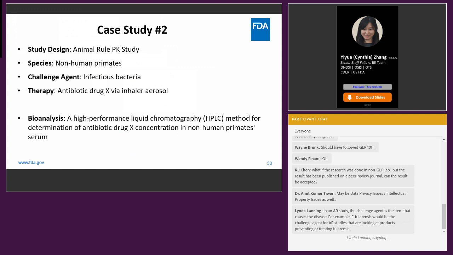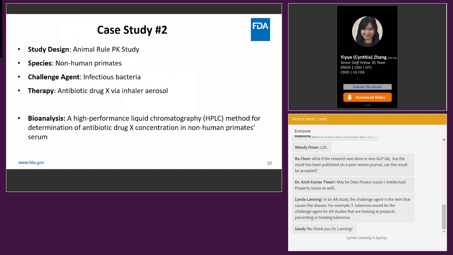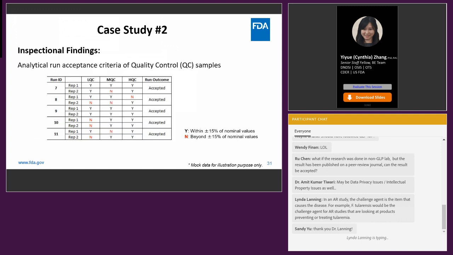Now let's take a look at the case study of an animal rule PK study conducted in non-human primates. The challenge agent was infectious bacteria, and the therapy or the investigational drug was an antibiotic drug X bioinhaler aerosol. Concentration of drug X was determined using a high-performance liquid chromatography (HPLC) method in non-human primate serum.